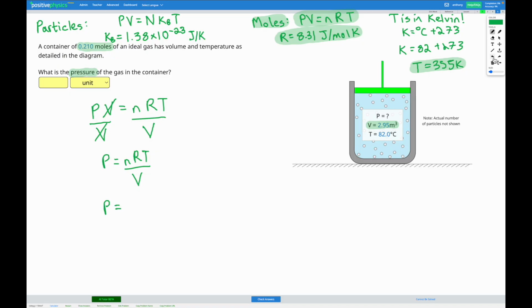n is the number of moles, which is 0.210 from the question, multiplied by R, which is the universal gas constant, 8.31 joules per mole Kelvin, multiplied by T, the temperature in Kelvin, which we calculated is 355, divided by V, which is the volume given in our diagram as 2.95. That gives us a pressure of 210 pascals. So we can go ahead and fill that out in our answer box.